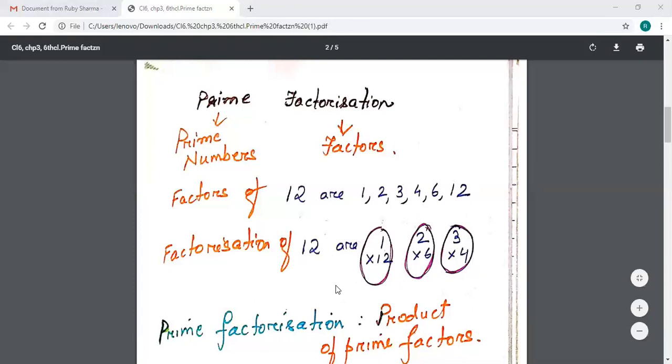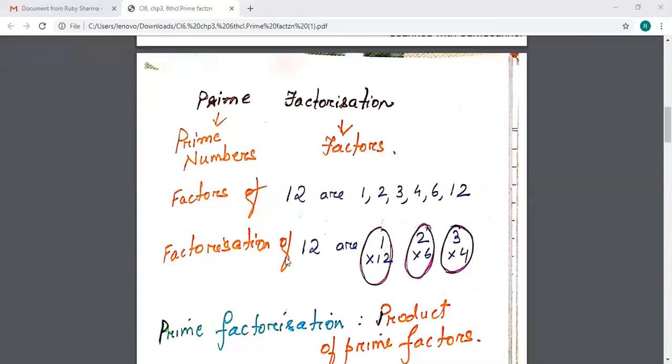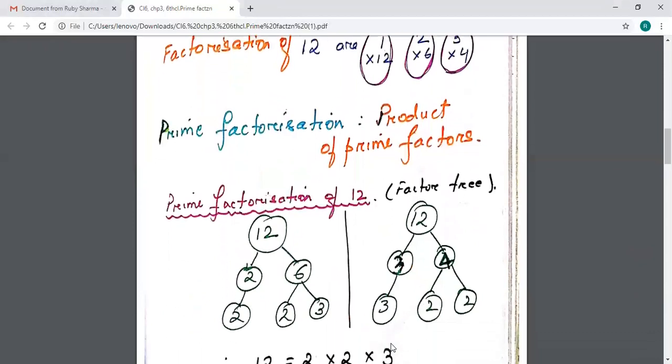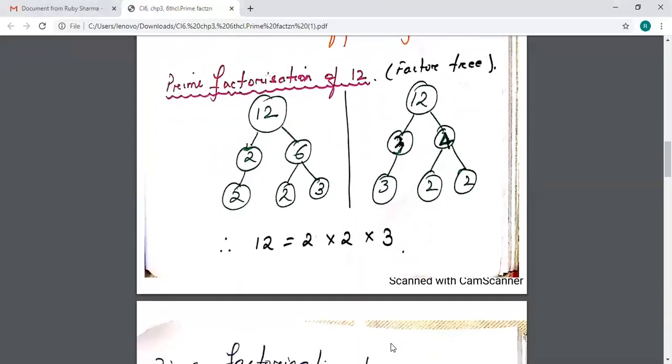So what does exactly prime factorization mean? Product of prime factors. Factorization means product of factors, and prime factorization means product of prime factors. Okay. Now what is prime factorization of 12? This is a method called the factor tree method. Prime factorization of 12: I write 12 here and then we branch out.